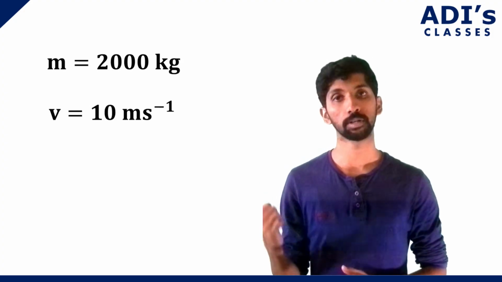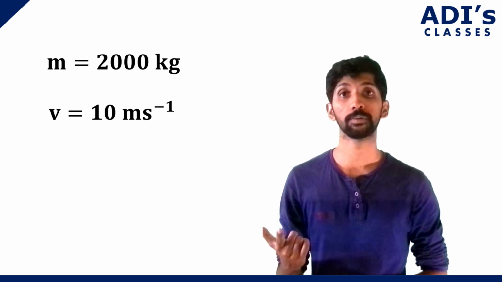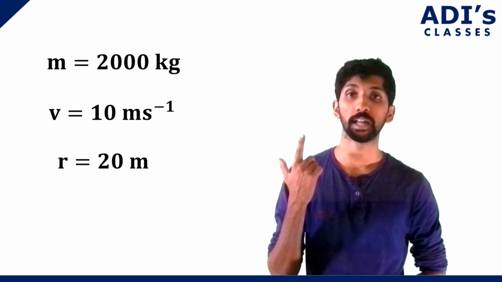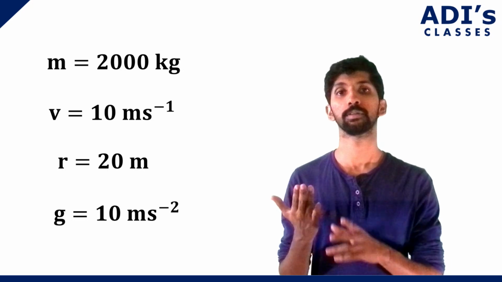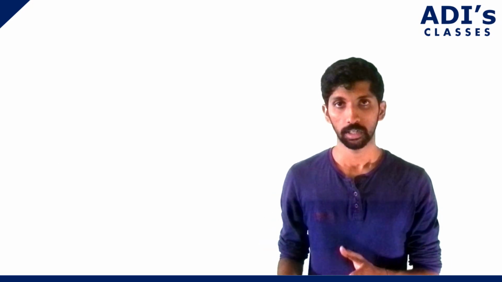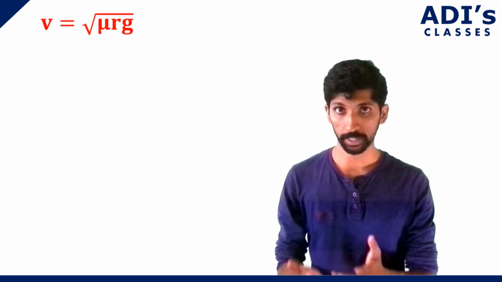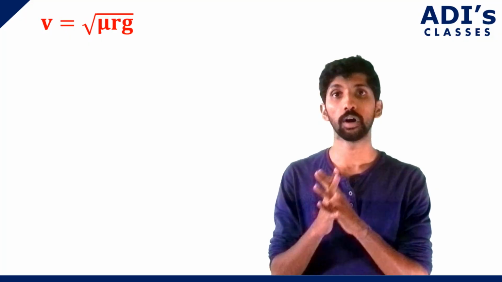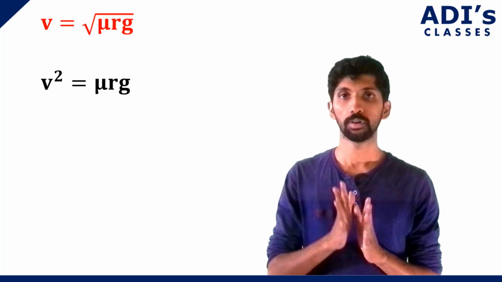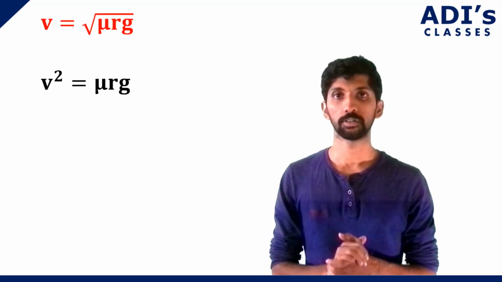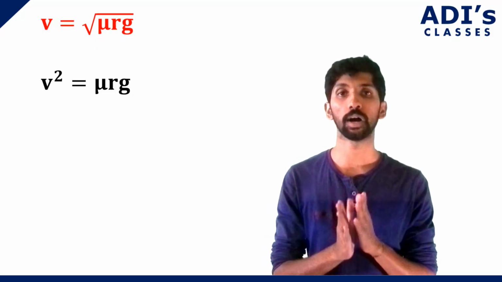Mass is given to be 2000 kg. Velocity is given to be 10 meter per second. And r value is given to be 20 meter. And g is given to be 10 meter per second square. Now the formula was, again I am repeating, V is equal to square root of mu rg. Correct? So do square on both the sides. You get V square is equal to mu rg.